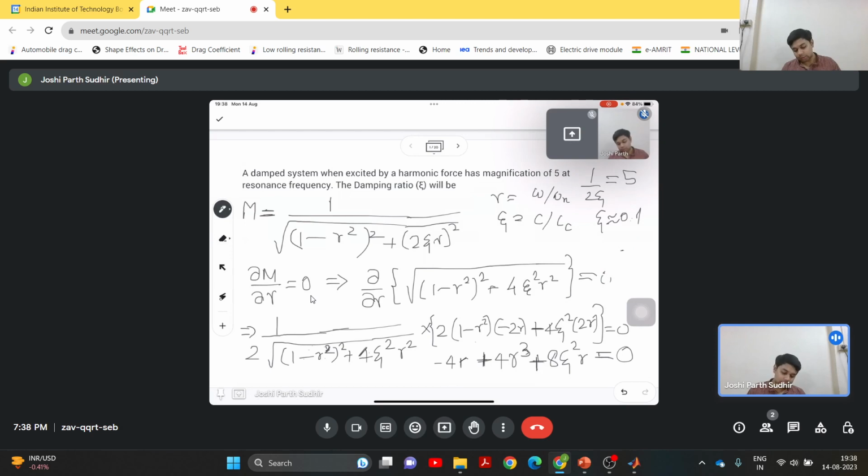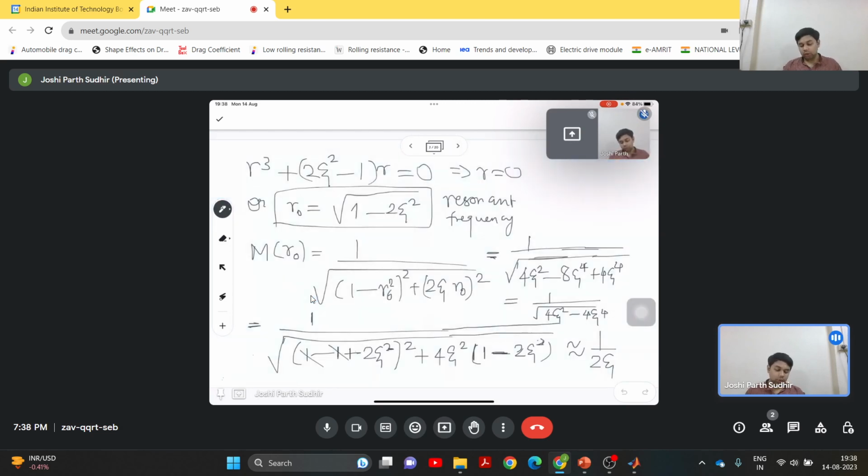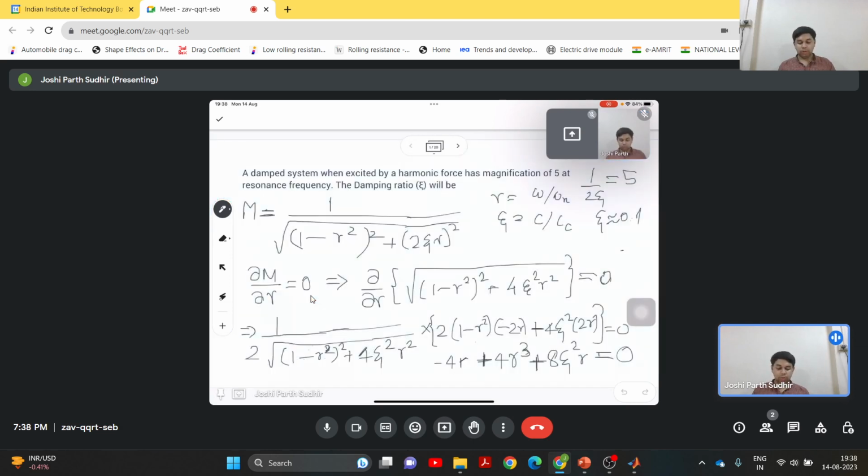We can also get an exact solution if we solve the full quadratic equation which we will get in terms of zeta. However, if we want an approximate solution, we assume small values of damping, and indeed we get a small damping of 0.1. So this is a reasonably good approximation of the actual damping ratio.